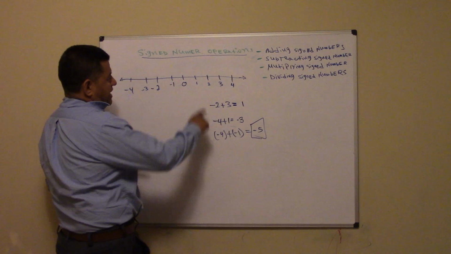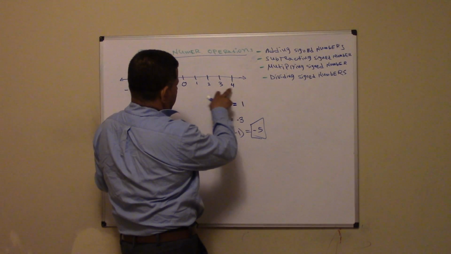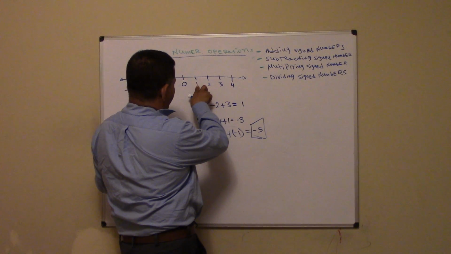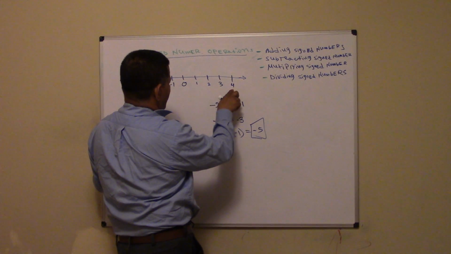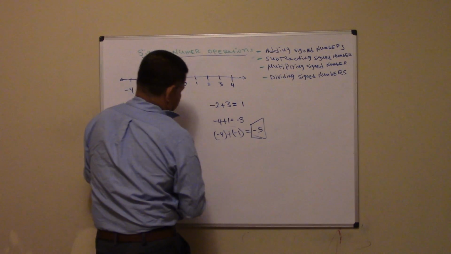Now the same thing with positive numbers. If you add 1 and 4, well, you add this unit to this 4, and that will put me over here, which is going to be positive 5, right? So the same thing, okay?